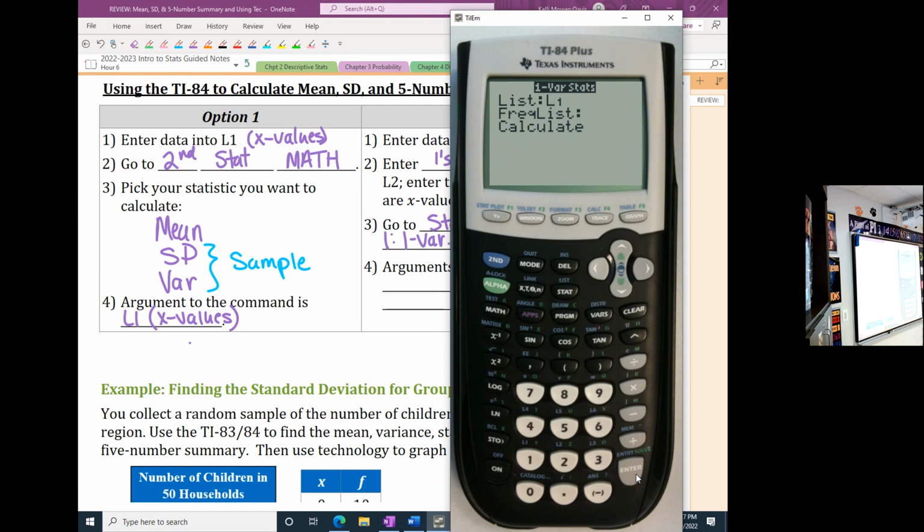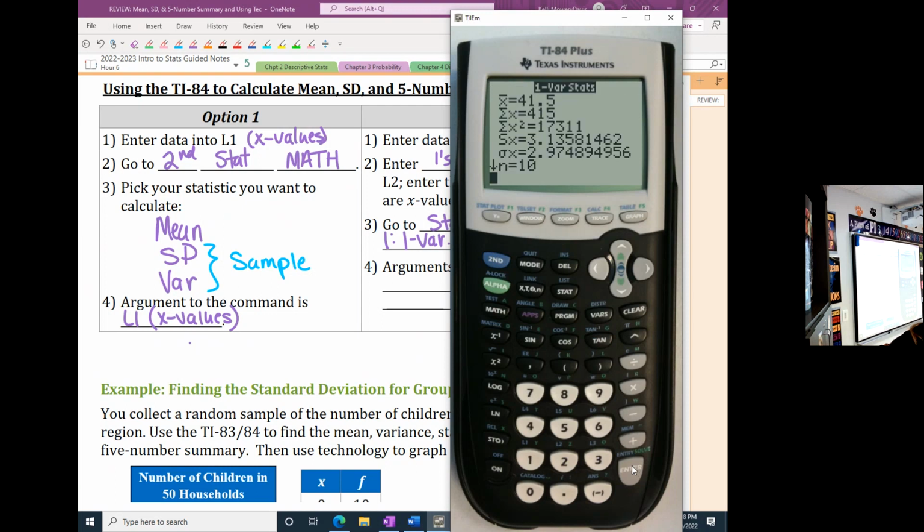Sam, I know you like to use your older one. Do you have the prompts as well? Okay. If you don't have the prompts, you just have to know what to enter. But here's what's going on. It wants to know where your data is. Well, my data is in L1. It wants to know the frequency list. Well, I just put my frequency list in L2. Sometimes your calculator, depending on your OS, will let you skip this step and leave it blank and just go to calculate and it'll be fine. Just on the safe side, if it doesn't work, put your frequency list in there. My frequency list is in L2. That was a bunch of ones.